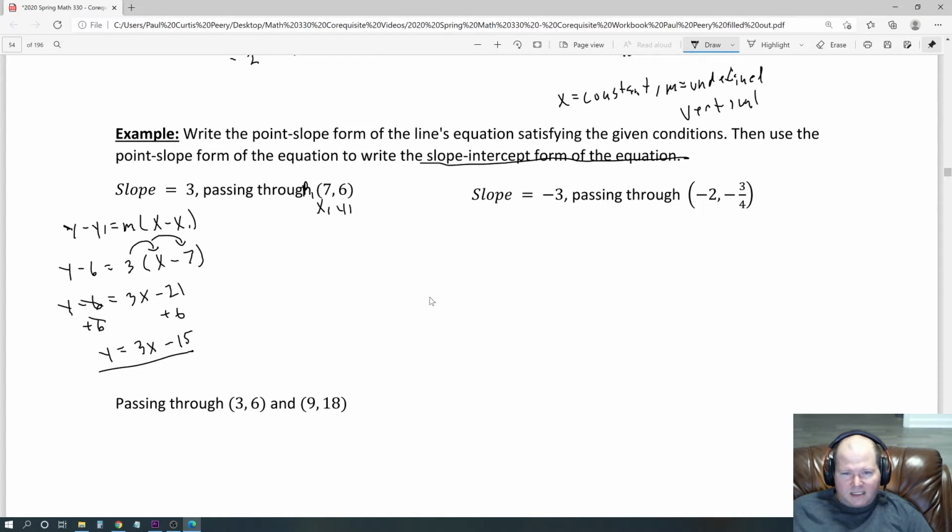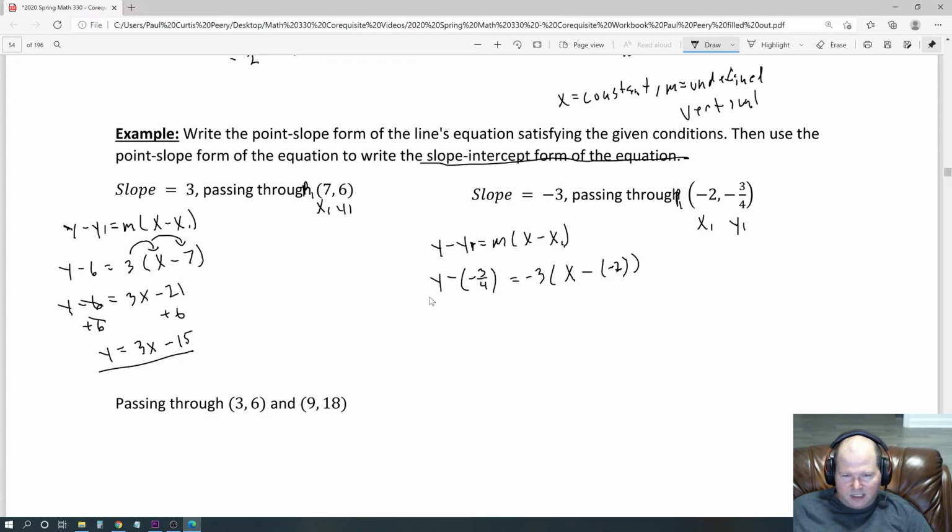Okay, so next we want to do the same thing. So we're going to say y minus y1 is equal to m multiplied by x minus x1. And we plug in what we know, which, if we label this point 1, will give x1 there, and it will give me y1 there. Okay, so what's y1? Well, it looks like it's a -3/4 equals m, which is a -3, multiplied by x minus x1, which is a -2.